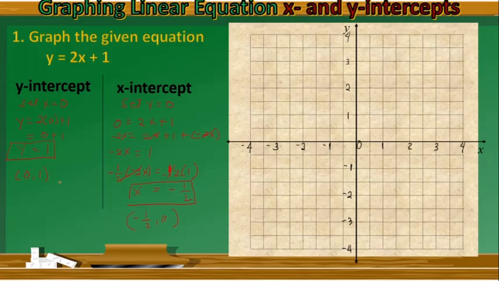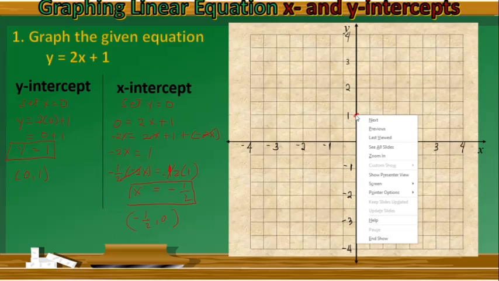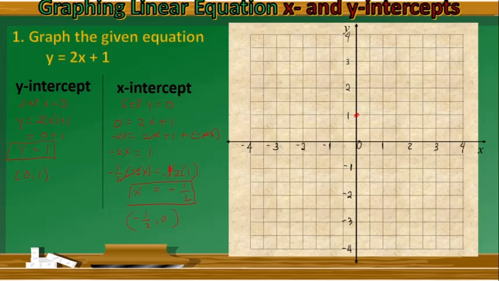So we'll plot this. First, we have 0 and 1. This is the point where our graph intersects the y-axis. Then second, negative 1/2 and 0: negative 1/2 for x, then 0 for y. If we connect those points, that will be the graph of that equation.